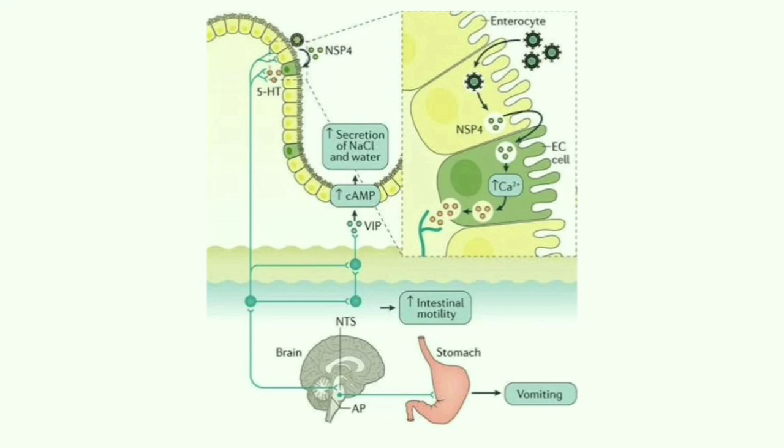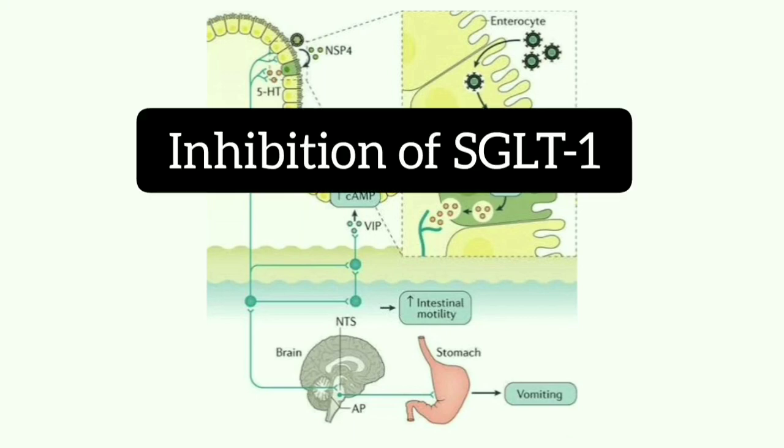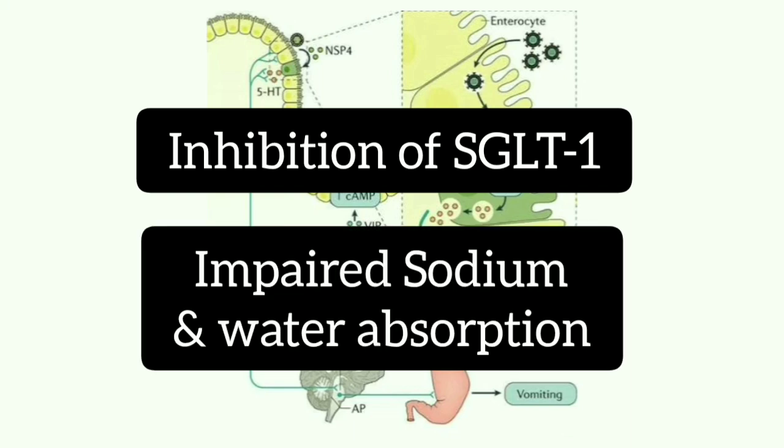NSP4 also inhibits sodium glucose cotransporter 1, that is SGLT1. As a result, sodium and water absorption is impaired, leading to diarrhea.